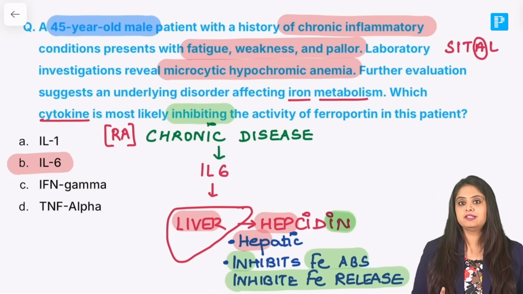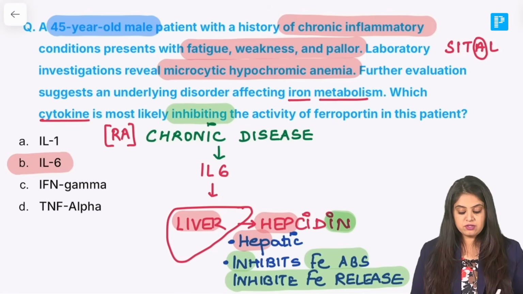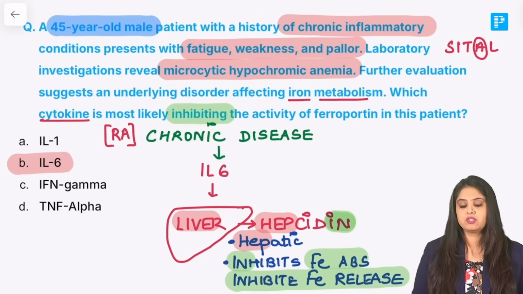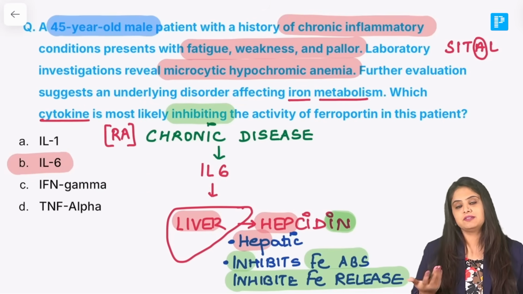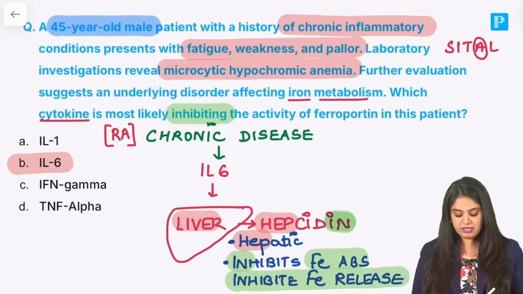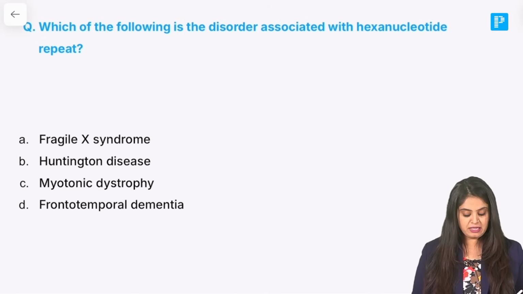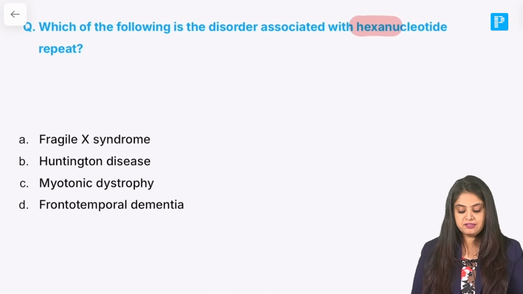That is why over here they say that whenever you want to do the treatment of anemia of chronic disease, it is not iron tablets that I'm going to give to the patient. I'm going to treat the underlying cause, because if you treat it, then the entire pathway is anyway corrected. Moving on to the next question, where you have which of the following is associated with hexanucleotide repeat.